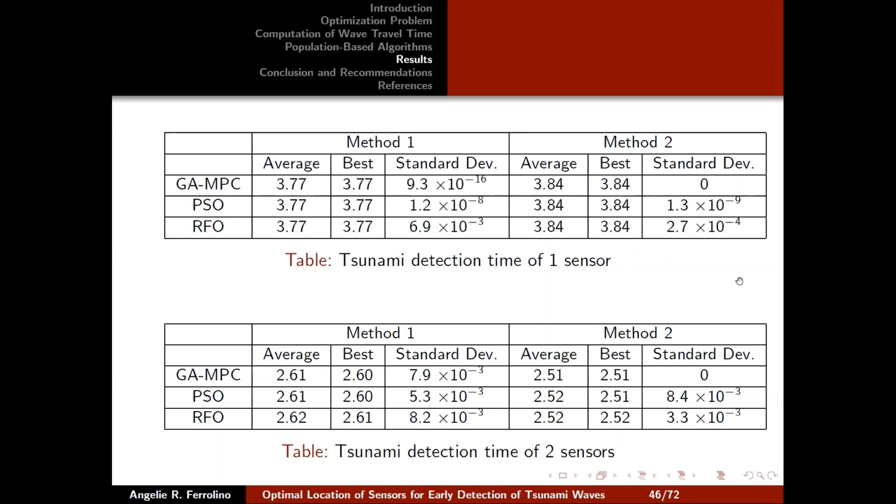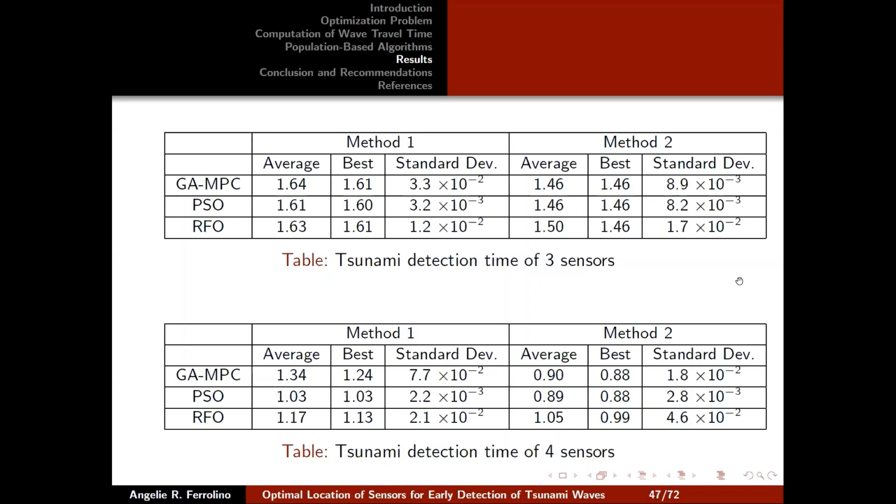So here are the tsunami detection time values for one sensor and two sensors. And here is for the three sensors and four sensors. And we can see from here that we have very small standard deviation, and the average and best values are close to each other. Also, we can see from here that we obtained the best tsunami detection time using method 2 and PSO.